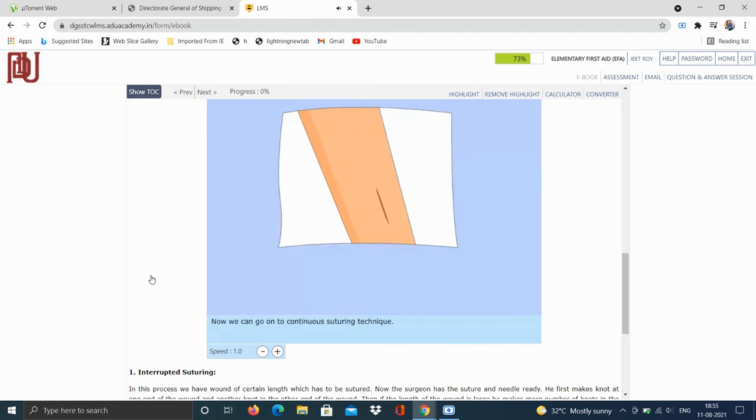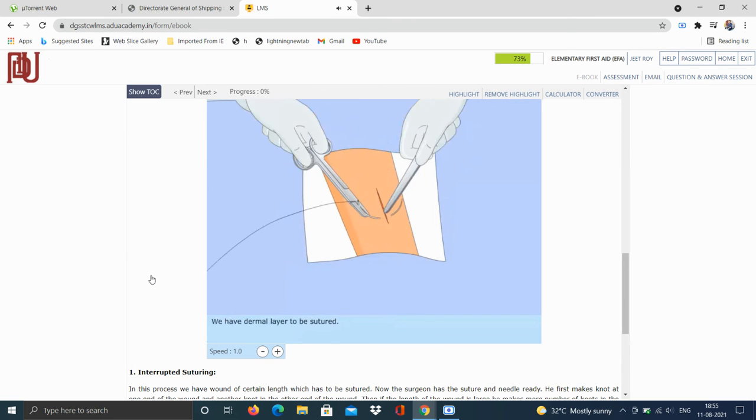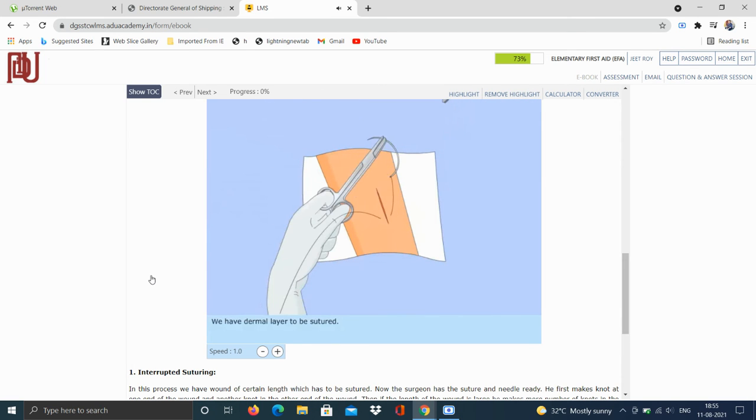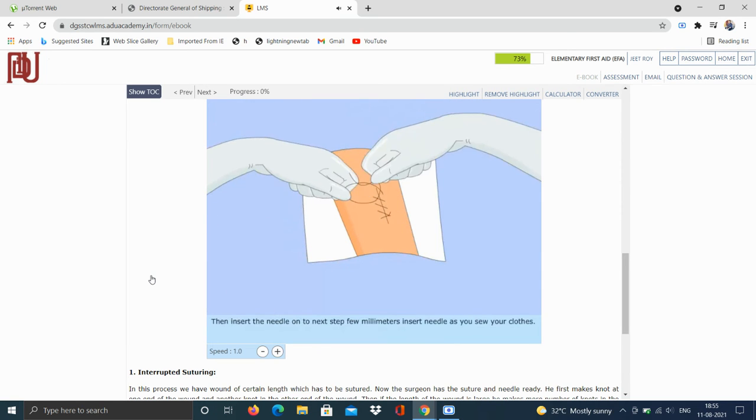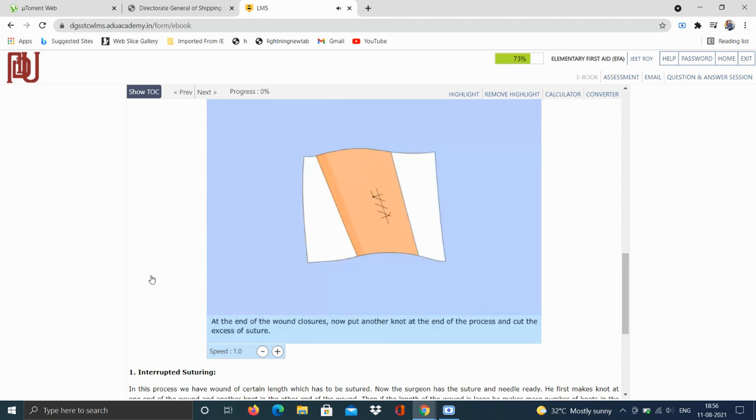Now, we can go on to the continuous suturing technique. We have a dermal layer to be sutured. First, take the needle and suture with the help of the forceps. Now, tie a knot at the start of the wounded area. Then, insert the needle a few millimeters onto the next step, as you sew your clothes. At the end of the wound closure, put another knot at the end of the process and cut the excess of suture.